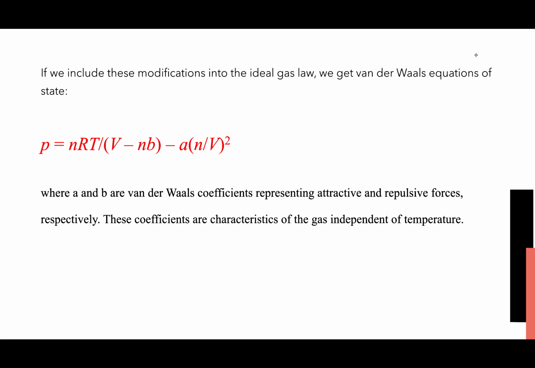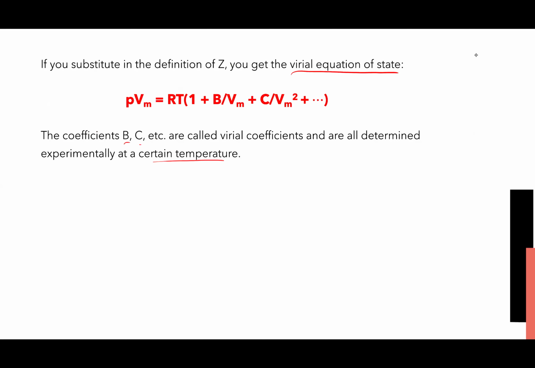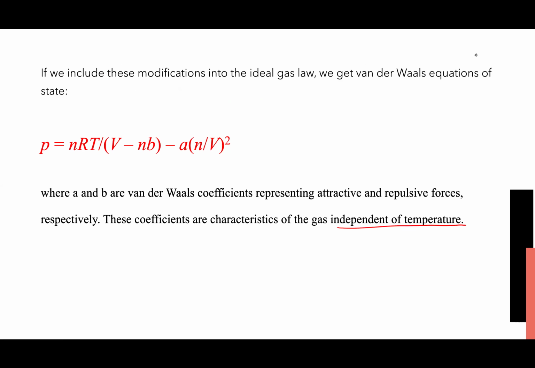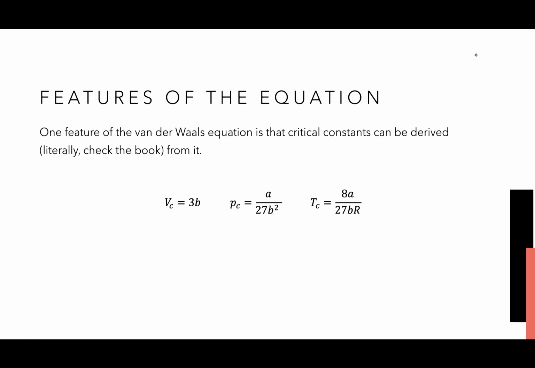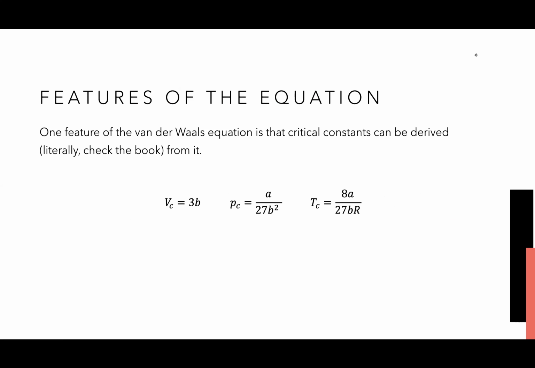And these coefficients are characteristics of the gas independent of the temperature, which is really good. If we went back to the virial equation, all of these coefficients were dependent on temperature, so not quite as good. This is independent of temperature, so it can be used more widely. Now, one of the features of this is that our critical constants can be derived from it. You can literally look at the book.